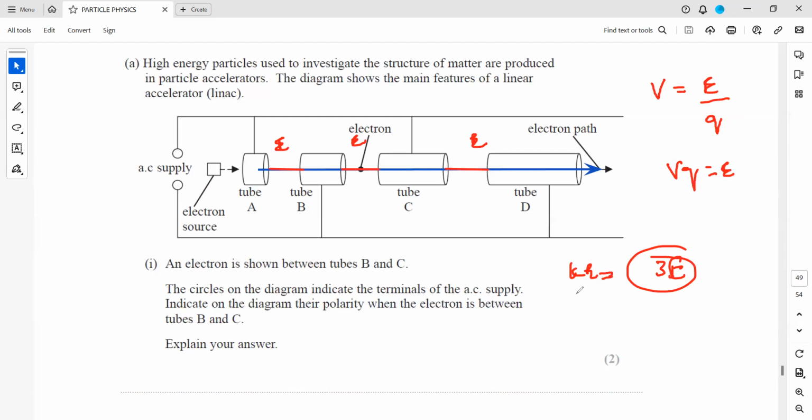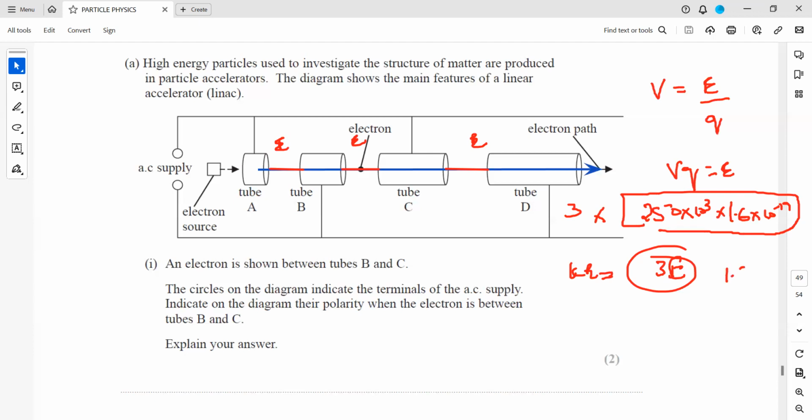And voltage is given in the question, which is 250 kilovolts, so 250 into 10 to the power 3. And this is the electron charge, which is 1.6 into 10 to the power minus 19. This is the kinetic energy gain in each section, but it should be multiplied by 3 because it is passing through 3 sections. So the total gain in kinetic energy will be 1.2 into 10 to the power minus 13 joules. This is the total gain in kinetic energy for this particle.